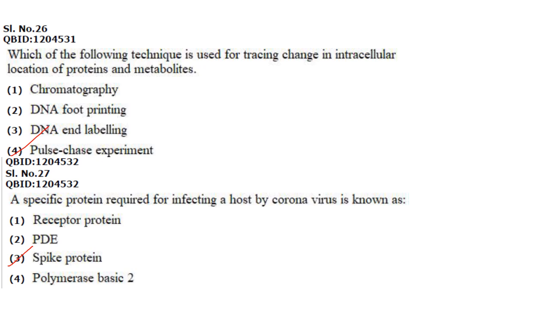Then next question. A specific protein required for infecting a host by coronavirus is known as. This question most of you all must be knowing because it has come in the paper. So it is called as the spike protein. Answer is option 3.